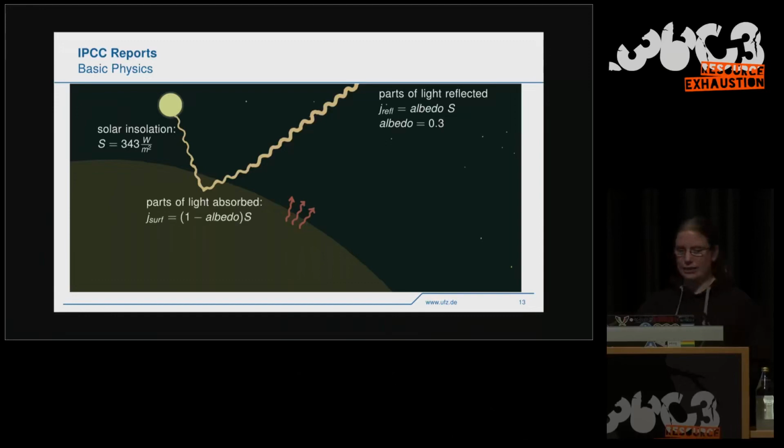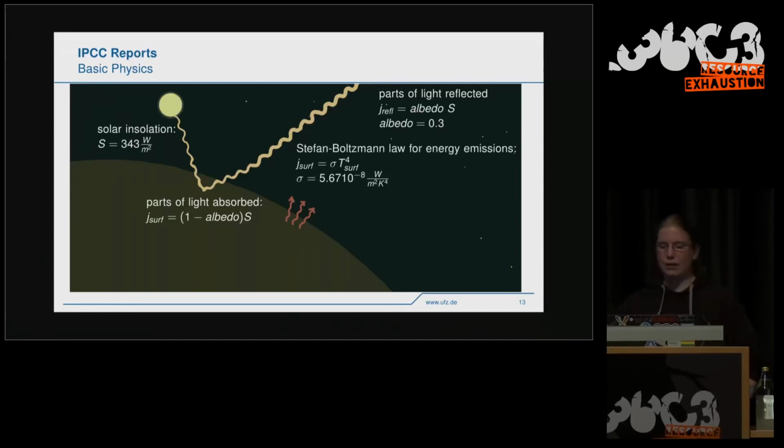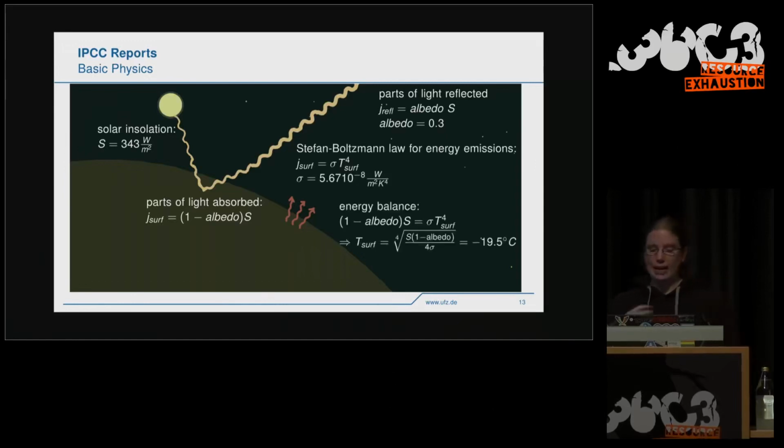And we know then that the light that is observed must be all the remaining energy. So the energy of the surface is 1 minus albedo times the solar insolation. Then knowing Stefan-Boltzmann law for energy emissions, where the temperature goes into the power of 4, and with the Stefan-Boltzmann constant, we can actually find out the surface temperature, which then is derived to minus 19.5 degrees Celsius.